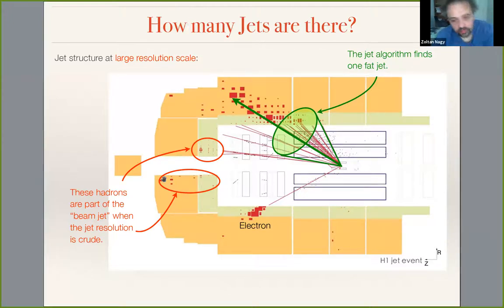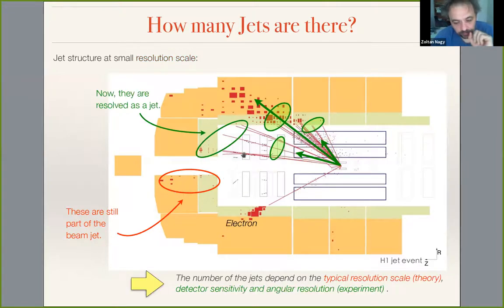But when you decrease your resolution scale, then you can see more and more substructure in this big pile of hadronic activity here in the calorimeter cells. So that means the number of jets really depends on how we define this resolution scale. That's basically the theory part. We need some kind of algorithm to classify events and try to identify, say, three jets in the final state.